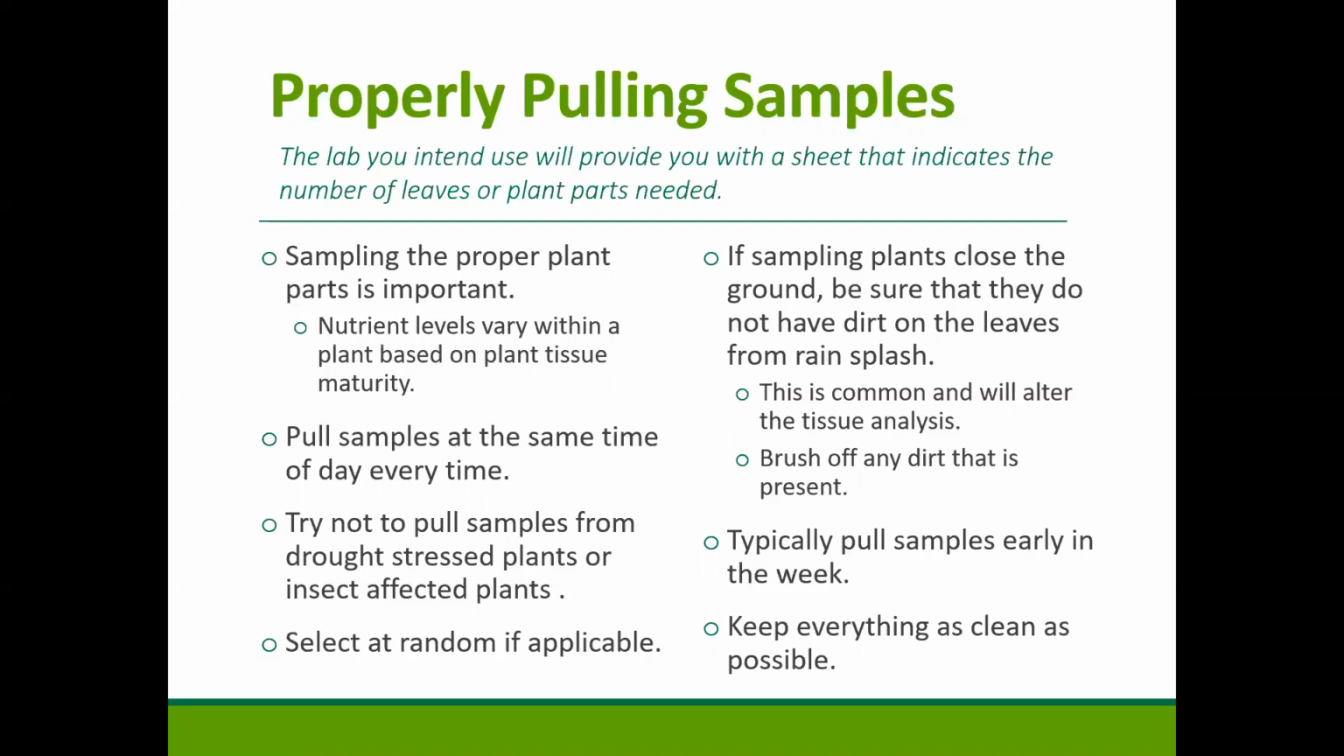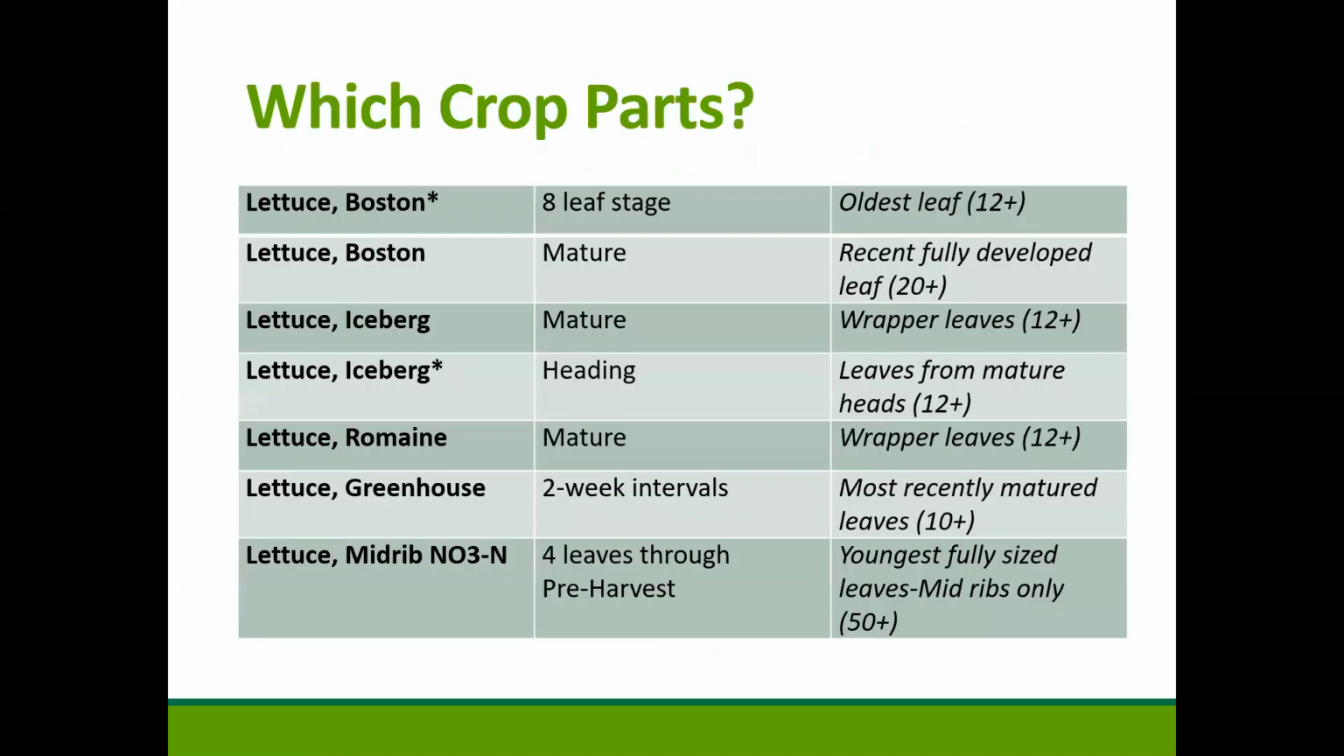If you wait until Thursday to pull a sample, the lab gets it, it's almost a weekend. Do they get it in time? Do they not? Can create some issues with lag time and mailing, things like that. Of course, as with any sampling, keep everything as clean as possible. So here's an example. This is just to give you an idea. Of course, this list is very long depending on the crop, but you can see how these are all lettuce crops, but you can see the difference in the leaves that the lab is looking for.